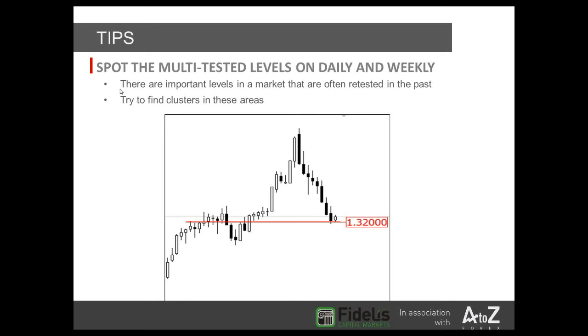Just try to spot the multi-tested level on daily and weekly. This is what I showed you on the USD CAD. Just go back a few weeks or more, and if you see that the price reacted at that level, like in this case, you'll definitely have to expect some kind of good action around that level. Trade those levels. So analyze the big picture, and trade on the short term. This is what I do.